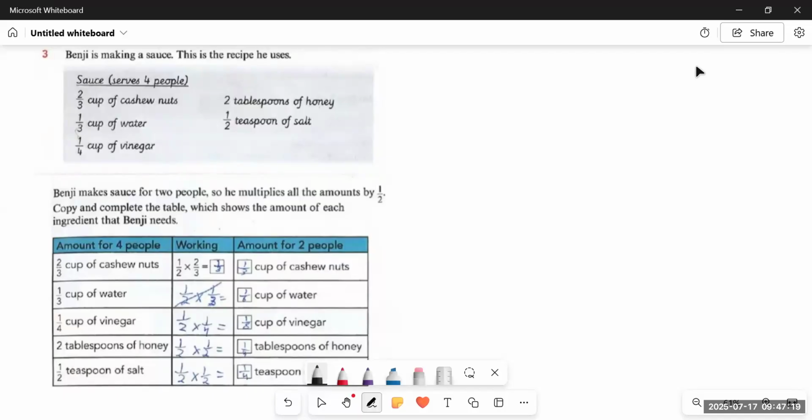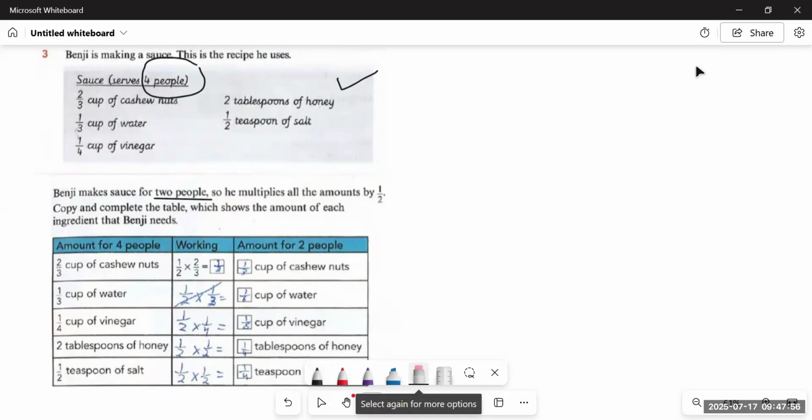So next, what are they telling us? Benji makes sauce for 2 people. The quantity that is given here is enough for 4 people, but Benji is making it for 2 people. It means he has to cut it into half. That is, whatever quantity is given over here, we have to divide it by 2. Dividing it by 2 or multiplying it by half means the same. If we need to cut something into half, either we will multiply it by 1 upon 2, or we can divide it by 2. Both mean the same.